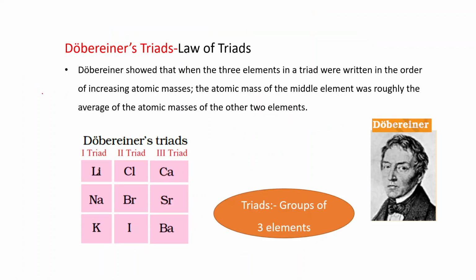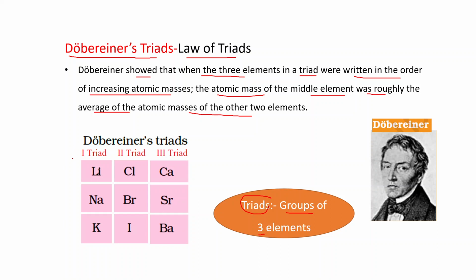First attempt was made by Döbereiner, and this is known as Döbereiner's triads or law of triads. Döbereiner showed that when the three elements in a triad were written in the order of increasing atomic masses, the atomic mass of the middle element was roughly the average of the atomic masses of the other two elements. The word triad can be used for groups of three, not only elements. It makes one triad.